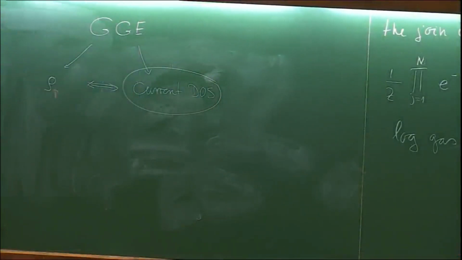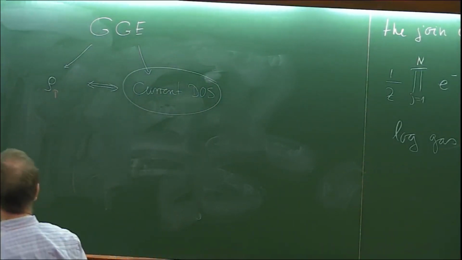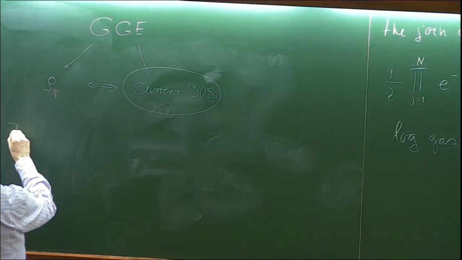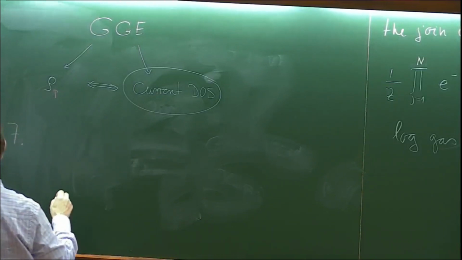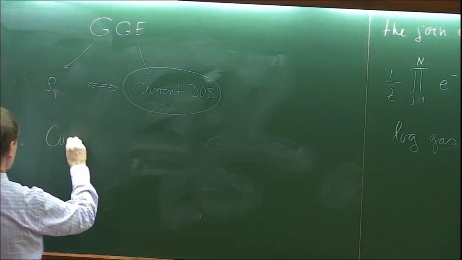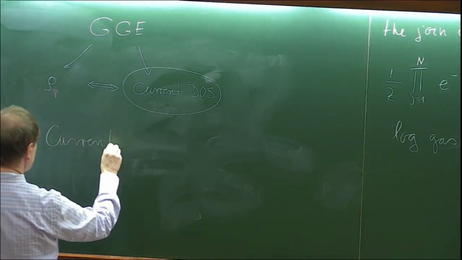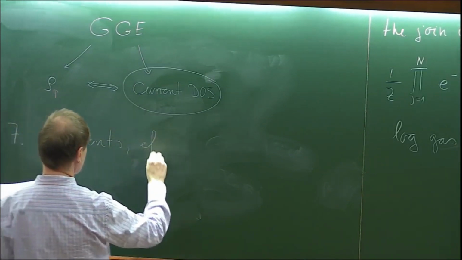Okay, so let me try to do this. That's the last chapter. So this is now 7, according to my notation. Currents and effective velocity.